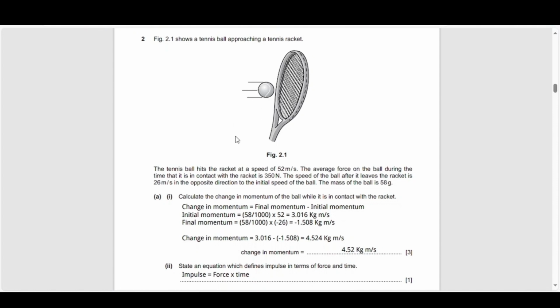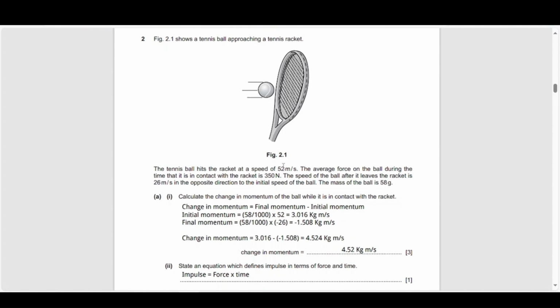The reason for that is you have been given a force during the time of contact, so that could be a question on impulse. The speed of the ball after it leaves the racket is 26 meters per second in the opposite direction to the initial speed of the ball, so that should tell you that that is going to be minus 26 meters per second because it's in the opposite direction to the initial 52 meters per second. And we've been given the mass of the ball, which is 58 grams. So again, we've been given a lot of information here.